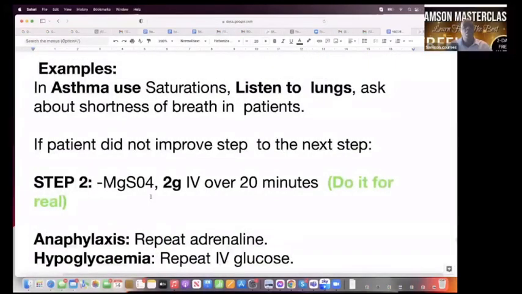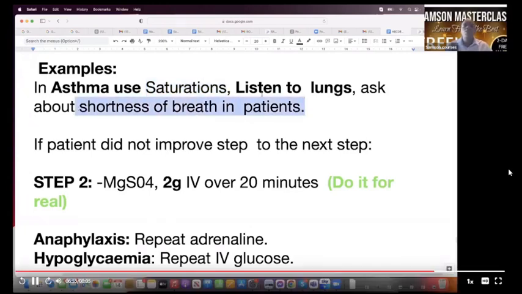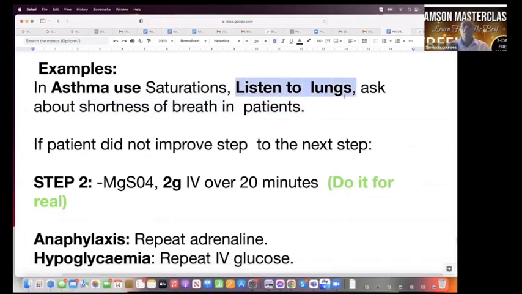I want to reassess your response to magnesium sulfate now. Let me look at the monitor. I can see saturations have improved back to normal, 97%. Are you still short of breath, Mr. Brown? No, I'm not short of breath. Let me just listen to your chest again. I listen to the chest in one position. There is no wheeze, which means good, we are done.